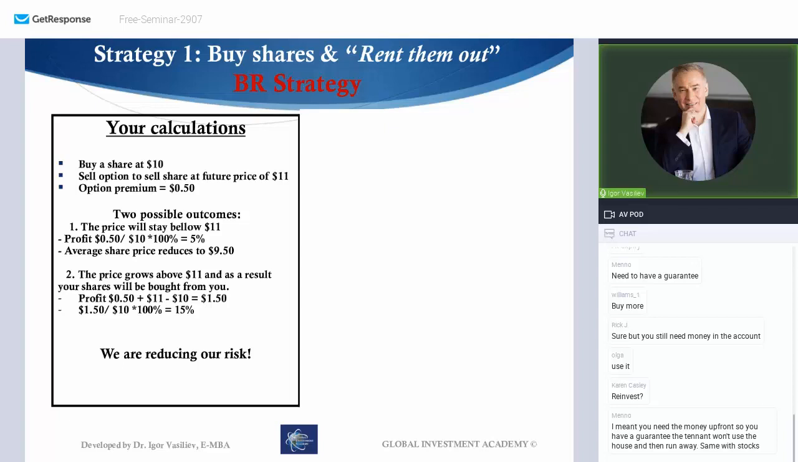So then you look at possible outcomes. If the price stays below $11, profit is 50 cents divided by your investment of $10 multiplied by 100, 5%. Okay, and you keep the shares. Now, the important thing to understand here is that the cost of your shares is reduced now because you paid $10, you got 50 cents. Now the cost of your shares is $9.50. The question, guys, for you: if the share price doesn't move for the next several years and you keep doing this strategy, how many months do you need to run this rental strategy in order to get your stock cost to zero?